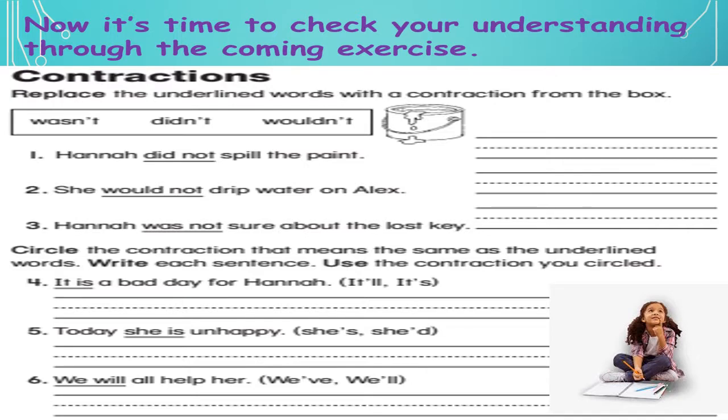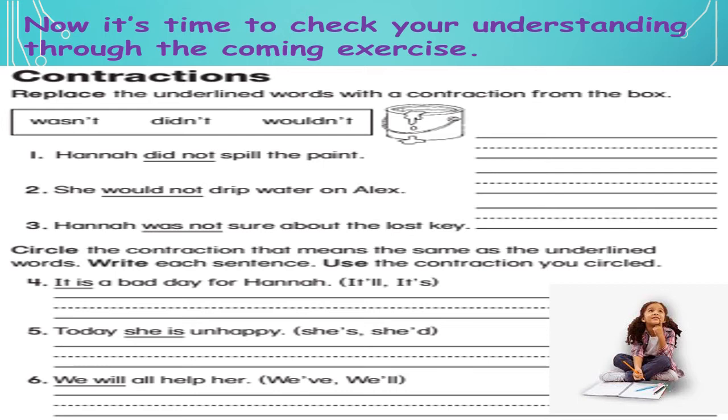Now be ready with your pen and paper because it's time to check your understanding through the coming exercise. Contractions. Replace the underlined words with a contraction from the box. What do we have in the box? Wasn't, didn't, wouldn't.